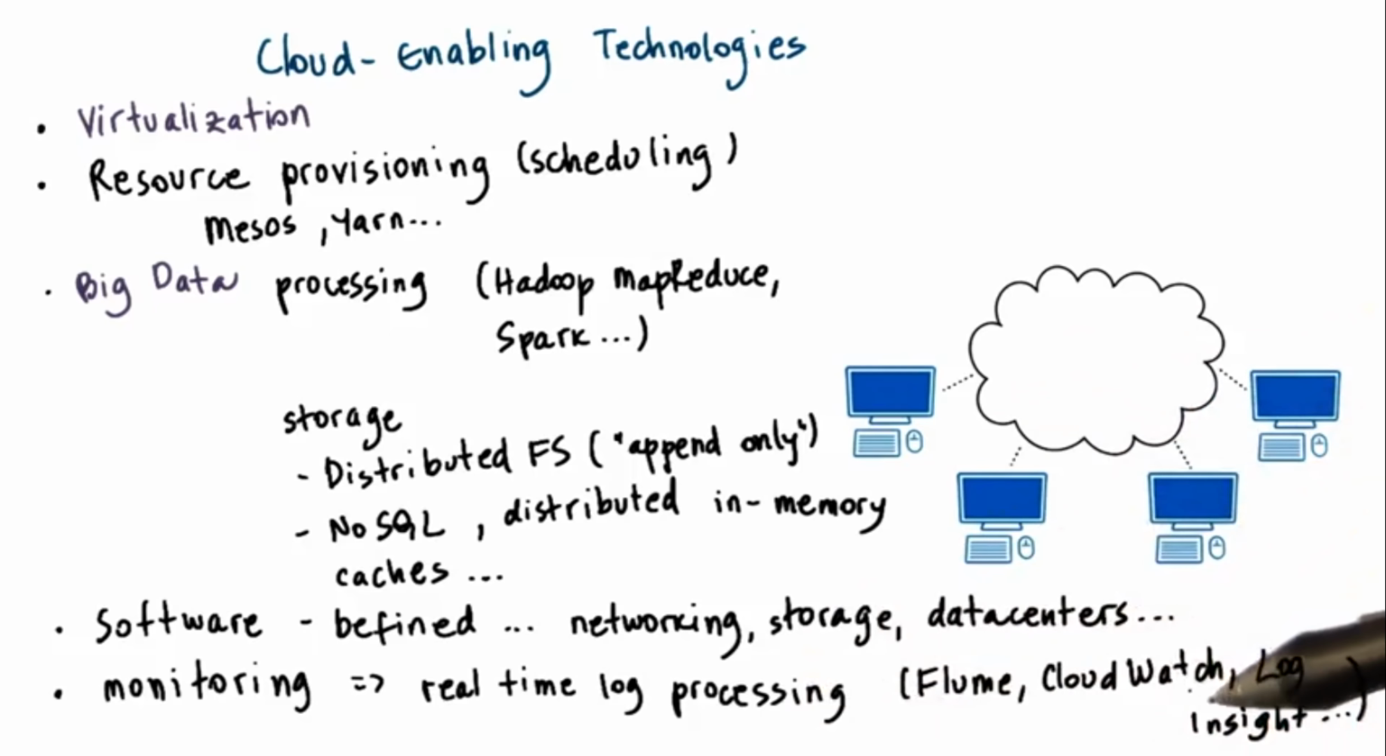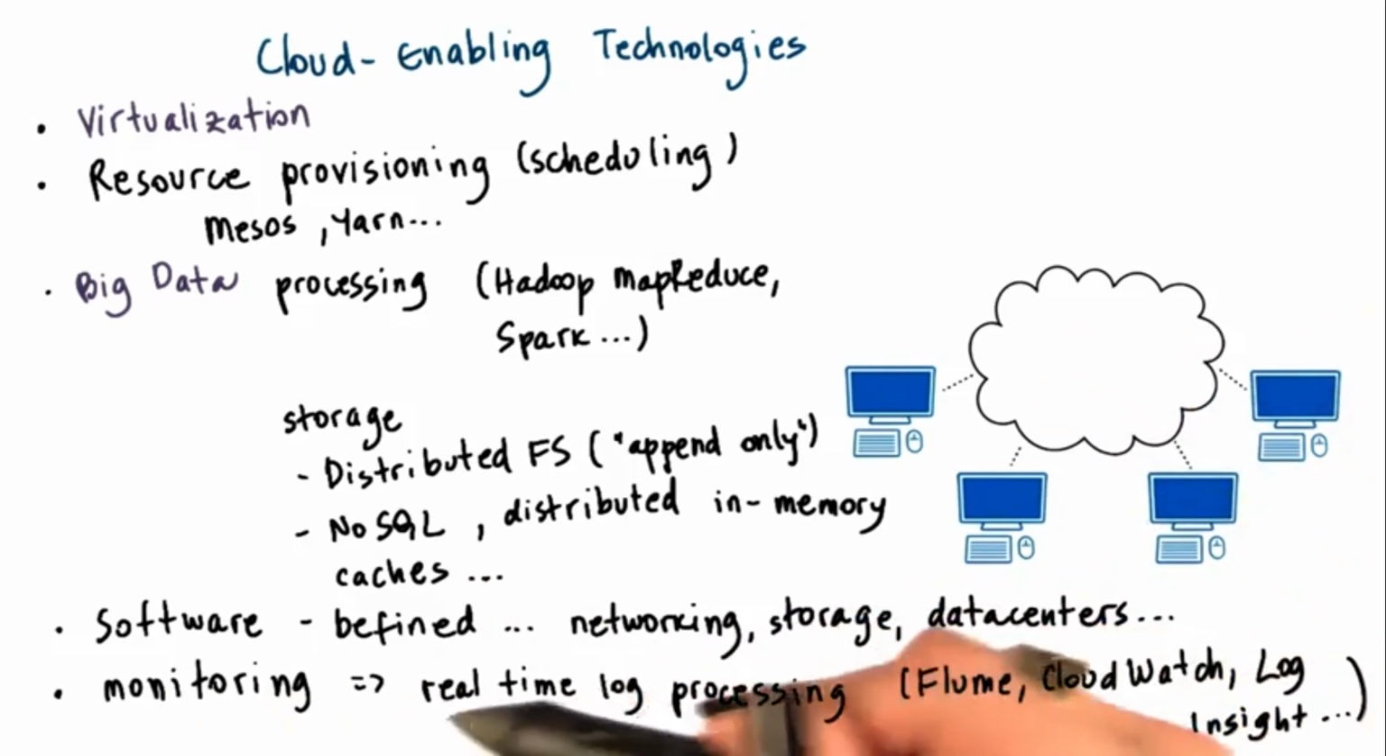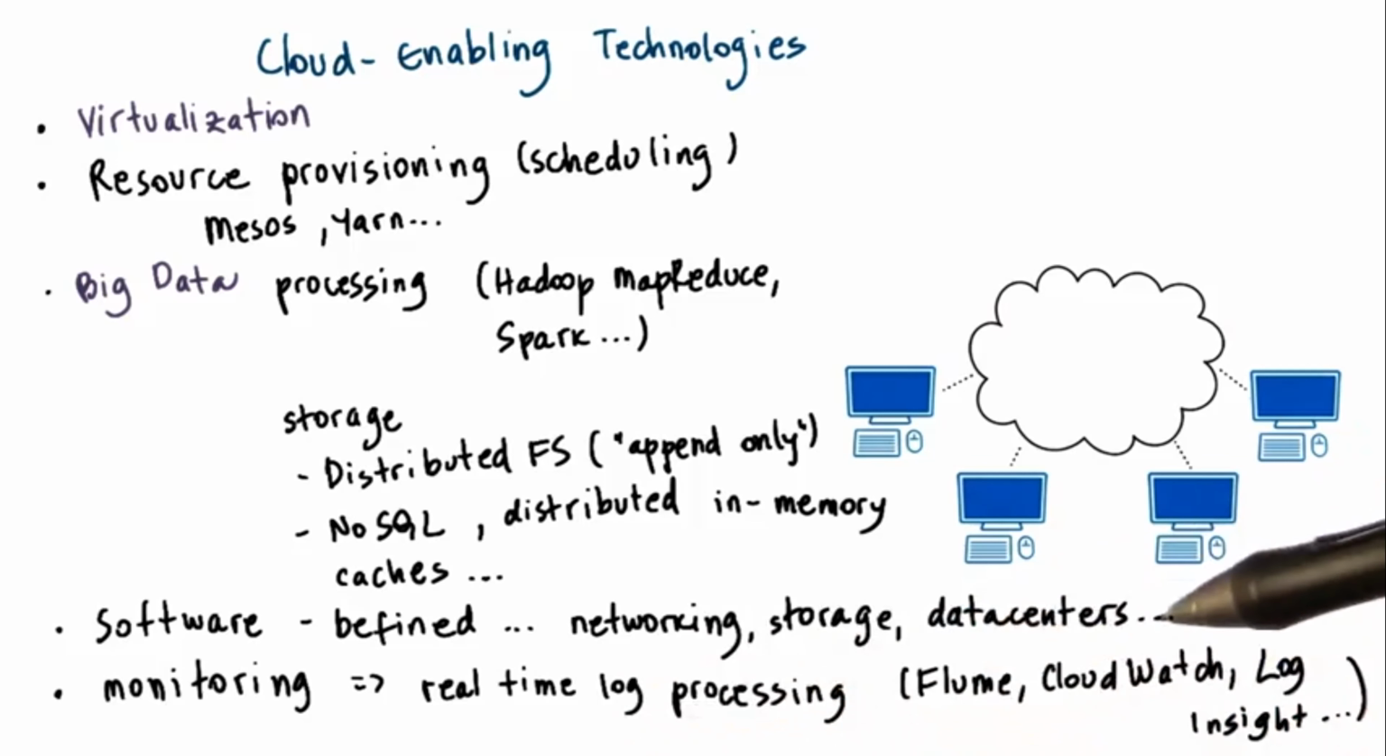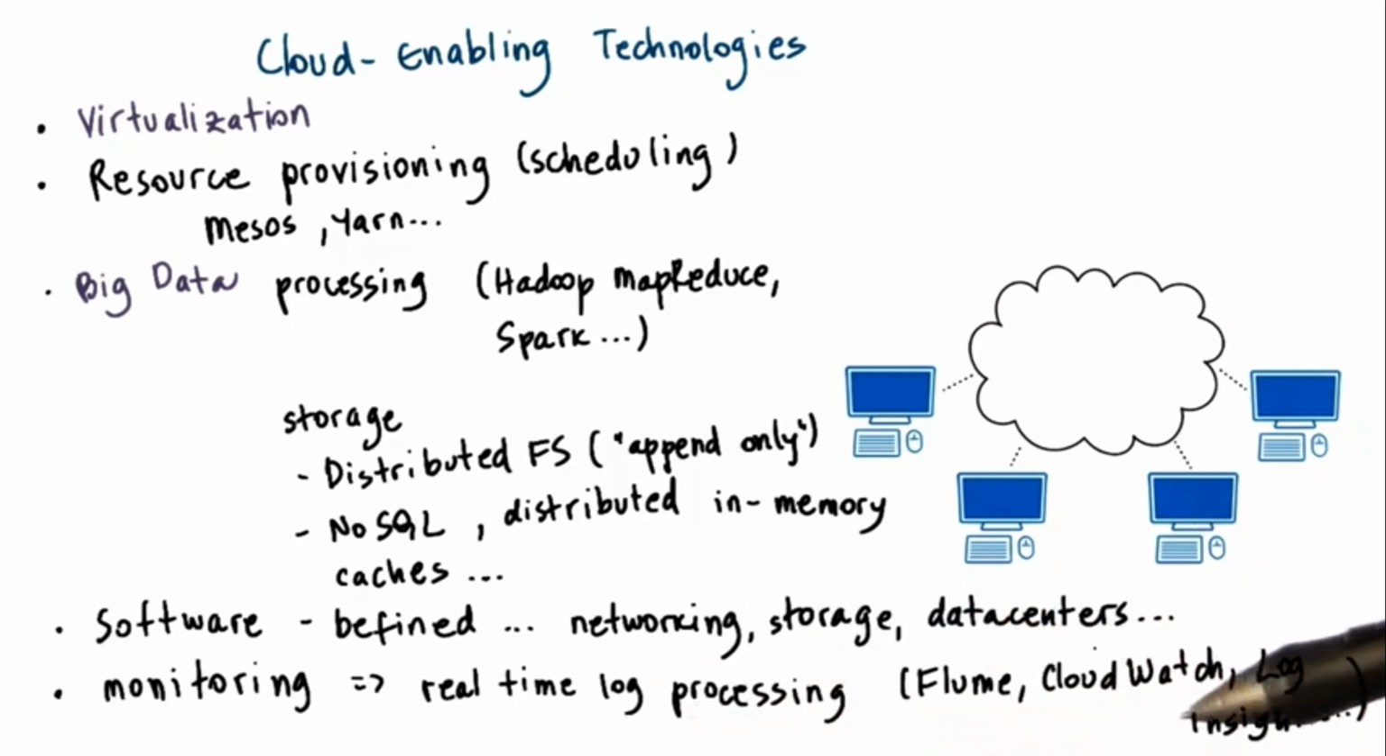Some of the technologies that provide this monitoring type functionality or real-time log processing include Flume and CloudWatch. This is the Amazon service, or Log Insight. This is a product that's part of the VMware portfolio. Flume is open source, and many, many others.